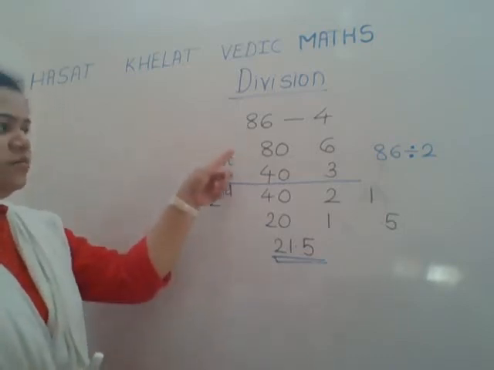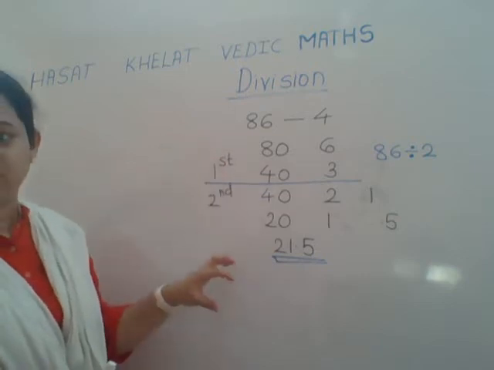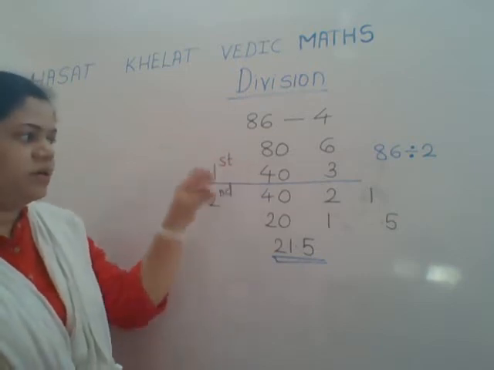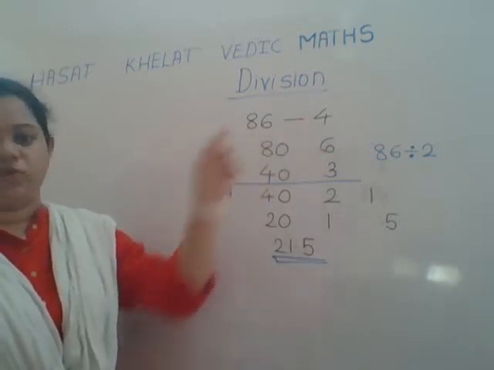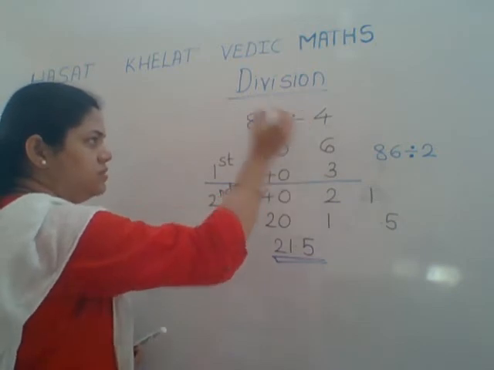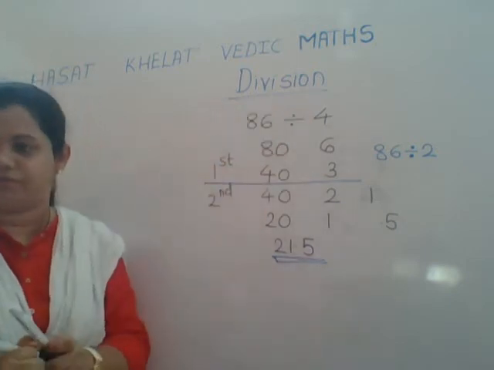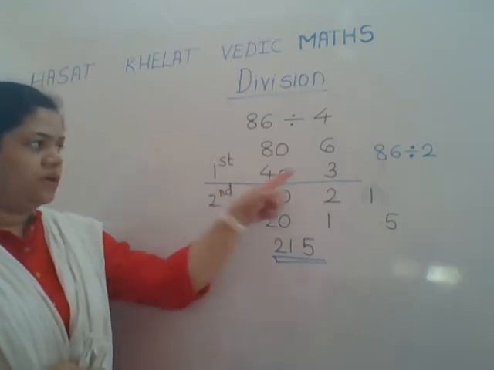We want to divide by 4. Further, when we divide this number by 2 again, we will get the answer for 86 divided by 4. Okay. So, see now. 40 and 3.